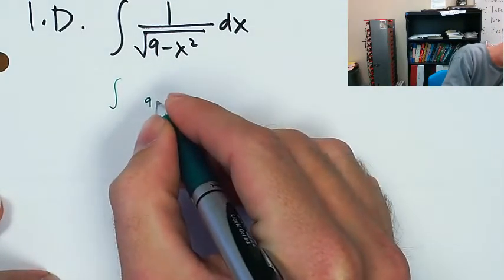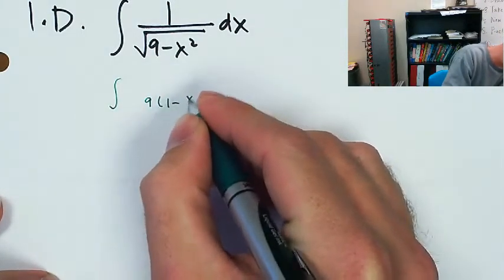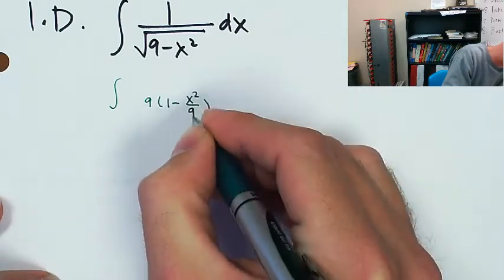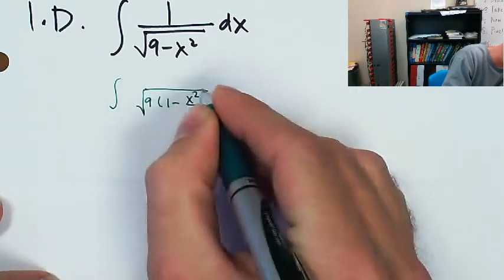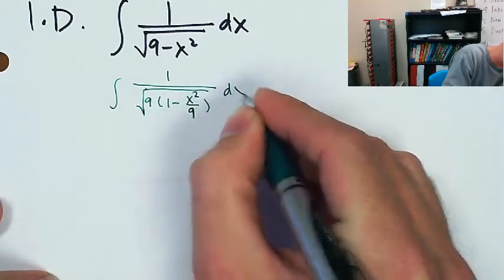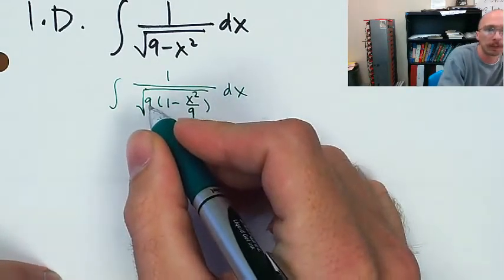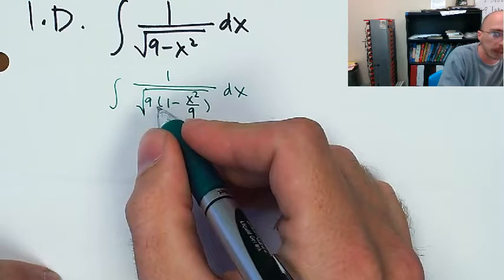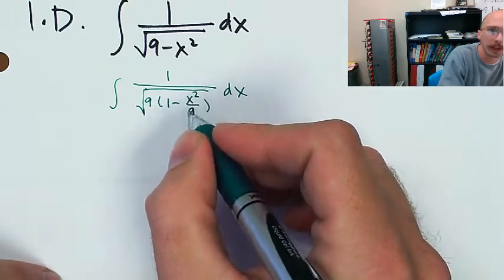So I'm going to factor out a 9. And I'll be left with 1 minus x squared over 9 inside the square root in the denominator. Okay, then I'm going to split this radical over the two things that are multiplied together and rewrite this as x divided by 3 squared.